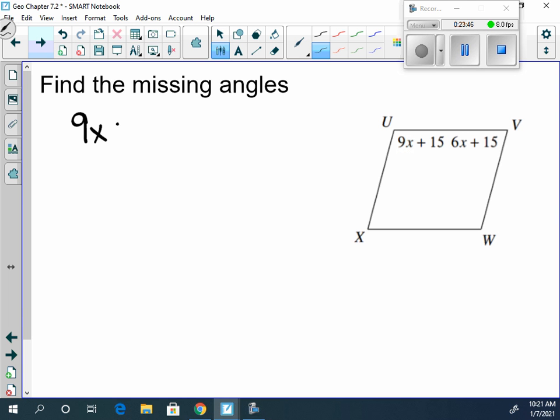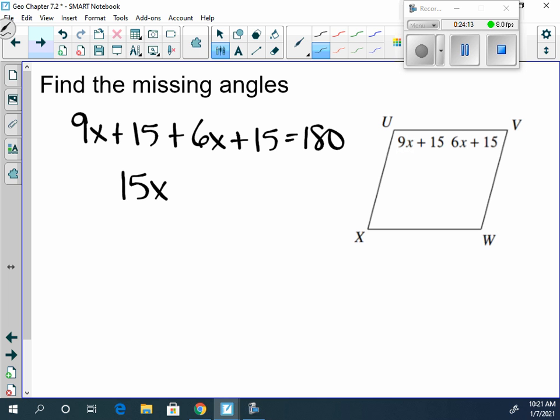So if I want to find the missing angles, I have to find the value of x first. Because they're consecutive angles in a parallelogram, they add together to be 180. So 9x plus 15 plus 6x plus 15 is equal to 180. Now we can combine like terms. 9x plus 6x is going to be 15x. 15 plus 15 is going to be plus 30 is equal to 180. So we just combined like terms.